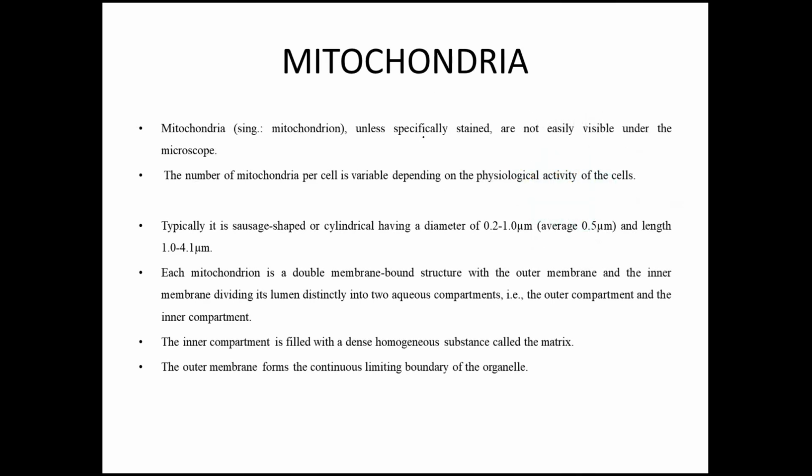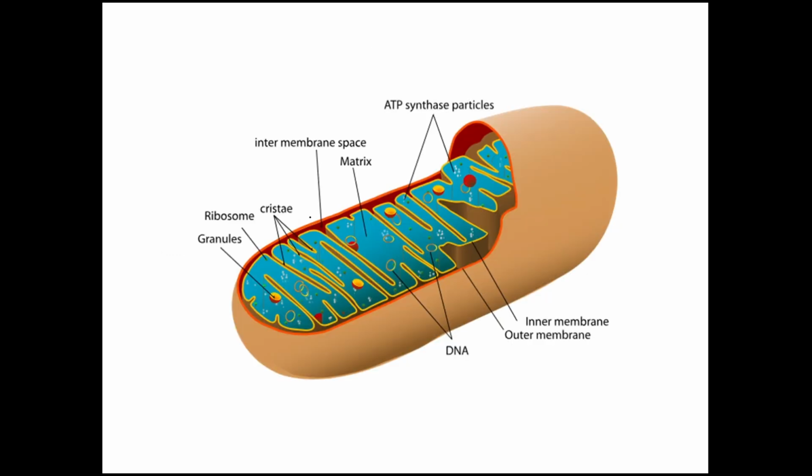So mitochondria, unless they are stained, are not visible under the microscope. The number of mitochondria per cell depends upon the physiological activity of the cell. Typically mitochondria is sausage shaped. In this diagram of mitochondria we can see that it is a sausage shape structure.